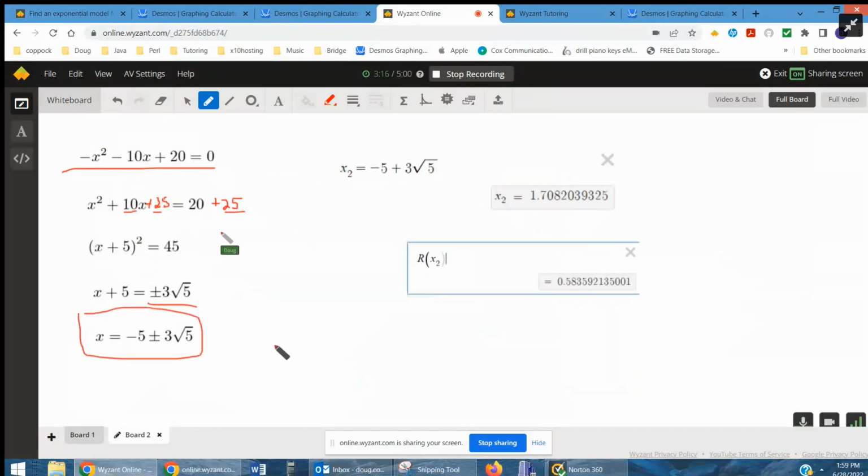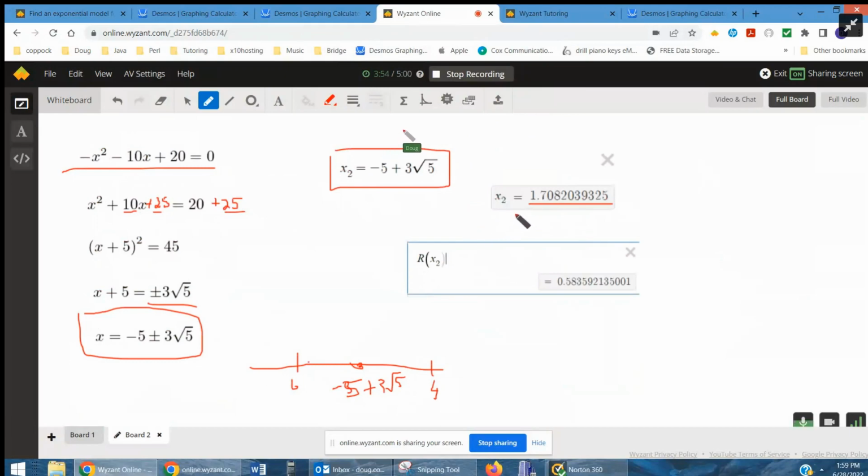But we want an x value that's between 0 and 4. We could apply the first derivative test to show that this number right here, negative 5 plus 3 radical 5, produces a maximum area, but I won't go into that. So there's the value we're going to use. And that's about 1.708, etc. But that's not the answer to the problem.